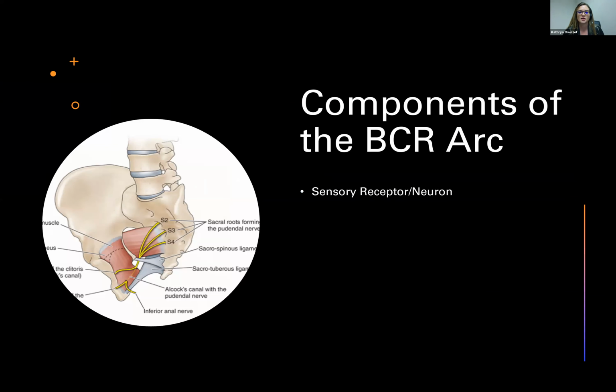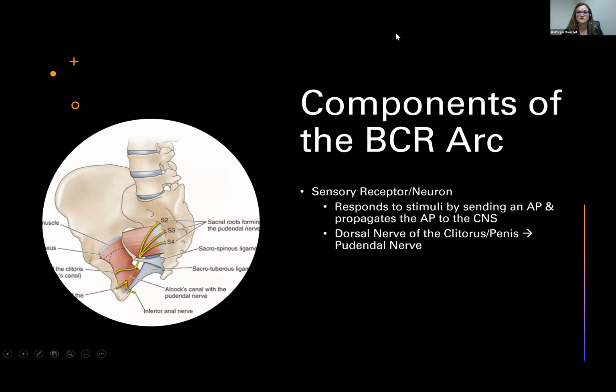So the components of the bulbocavernosus reflex arc: first we have our sensory receptor and the neuron, which I'm going to group, because specifically for this we are bypassing the sensory receptor since we are stimulating directly. There's a response to the stimuli, and that sends an action potential and propagates it to the central nervous system. For the BCR specifically, that is the dorsal nerve of the clitoris or penis, and that propagates to the pudendal nerve.